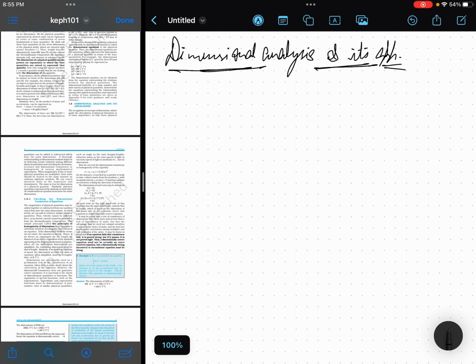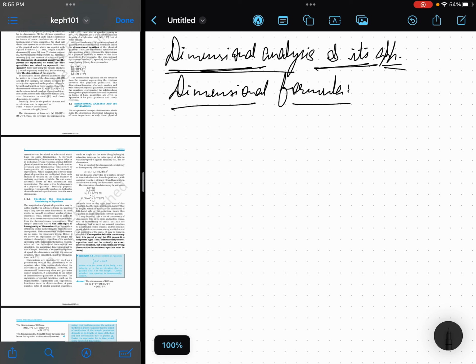First of all, to understand this concept, you need to know what the dimensional formula is. I write it down here. Dimensional formula. I will try to make you understand this concept using a very simple example.